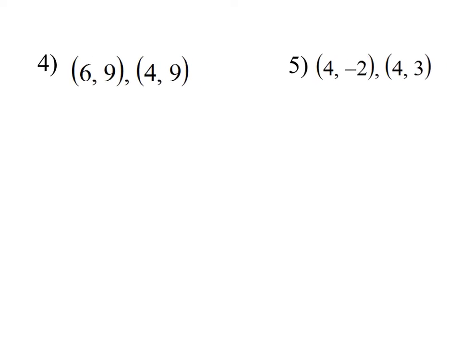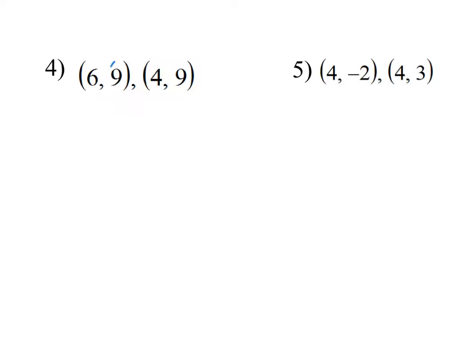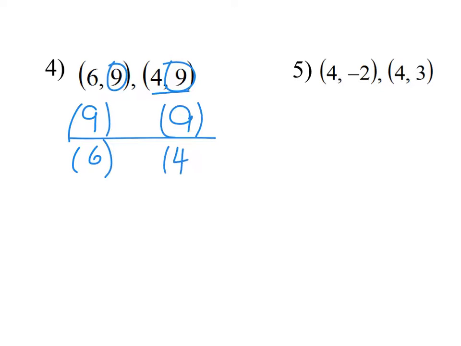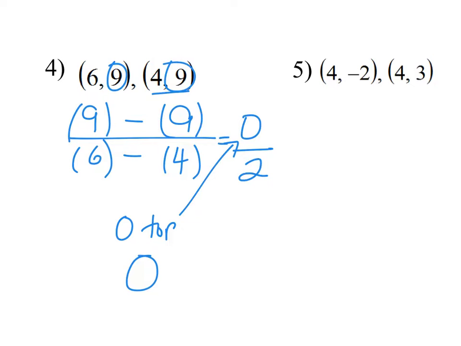Okay, so let's just do a couple more examples. So I like to circle the y's. 9 over 6. You don't need the parentheses. I just like to do it for demonstration purposes. And then I do this one, 9 over 4. Put a minus sign in between. I end up getting a 0 on the top and a 2 on the bottom. So 0 over 2, remember when 0 is on top, that means the answer is 0. If 0 is on the bottom, what is it?